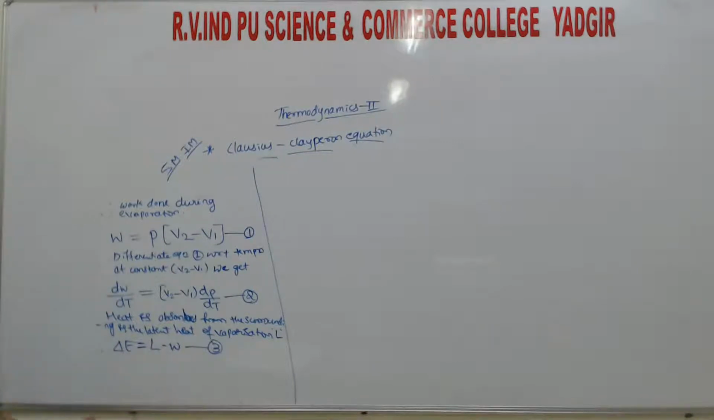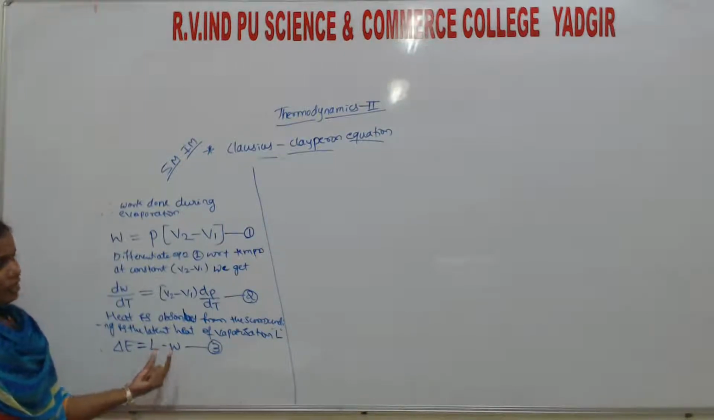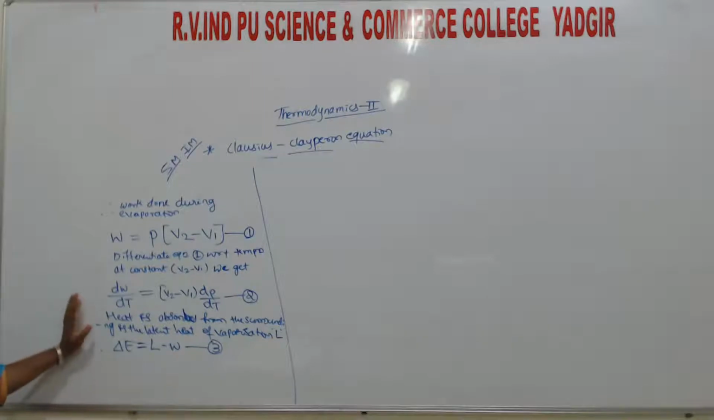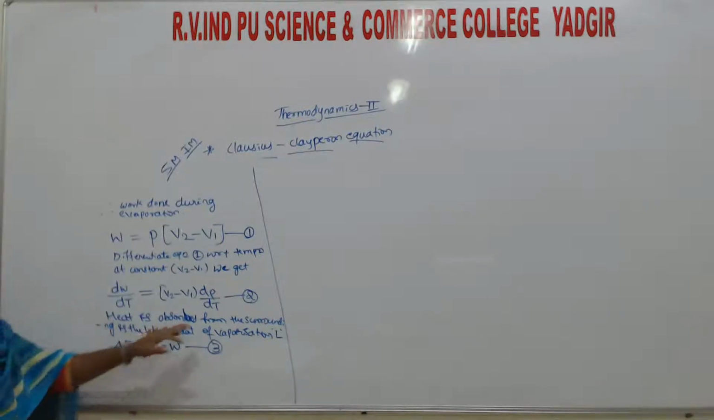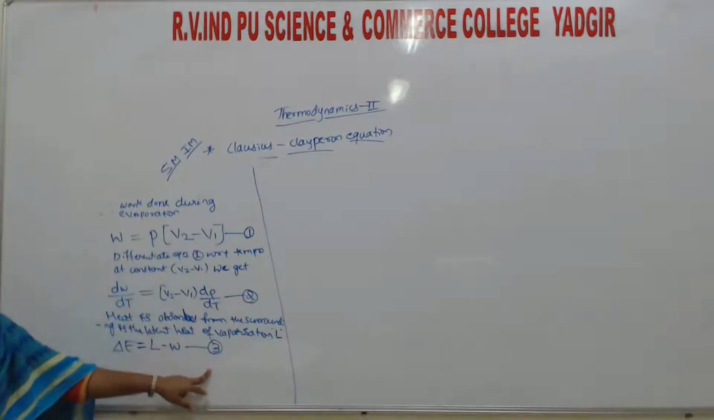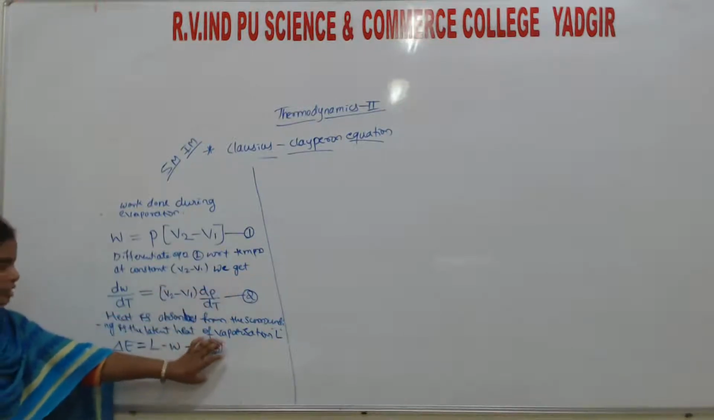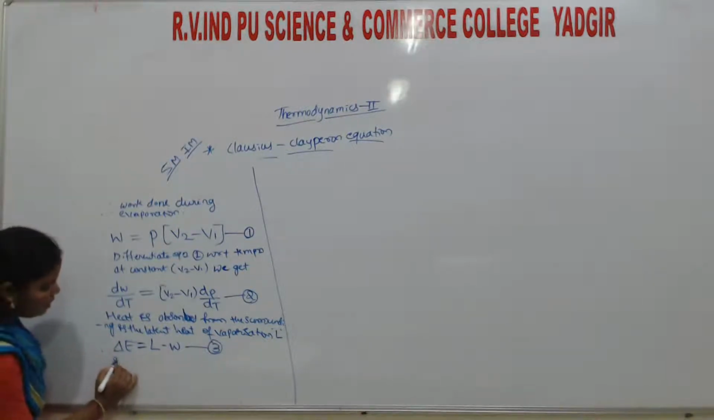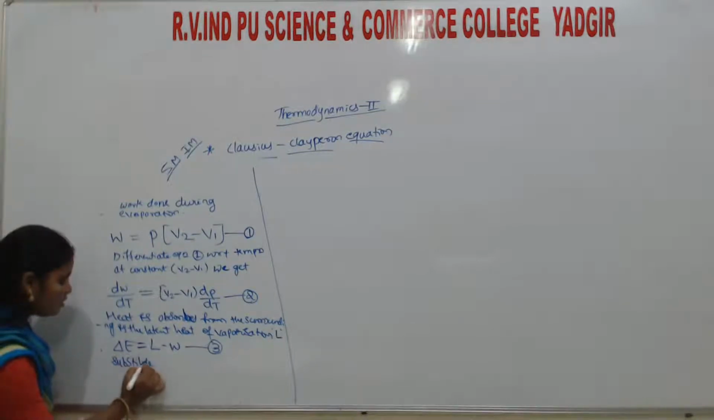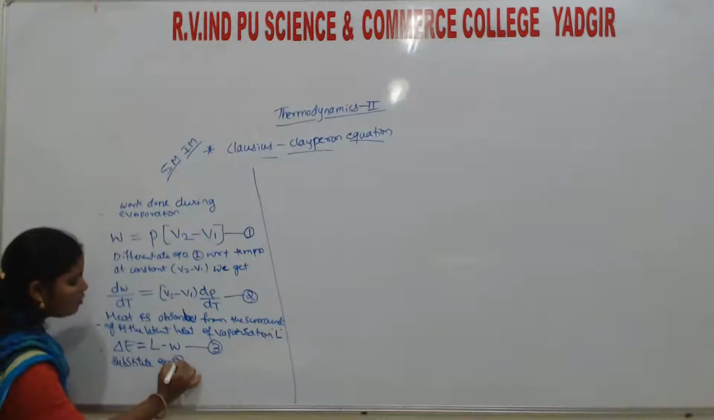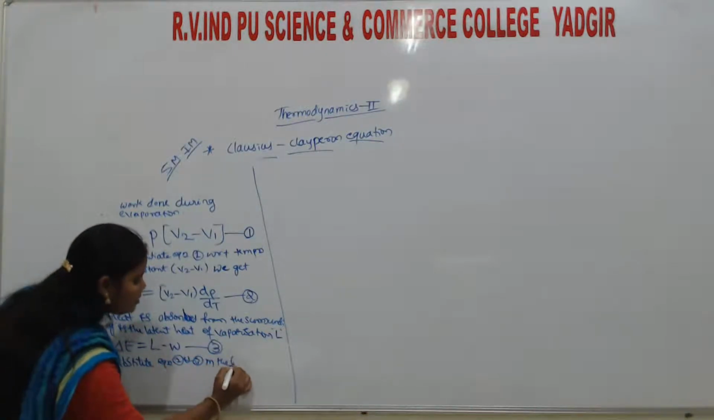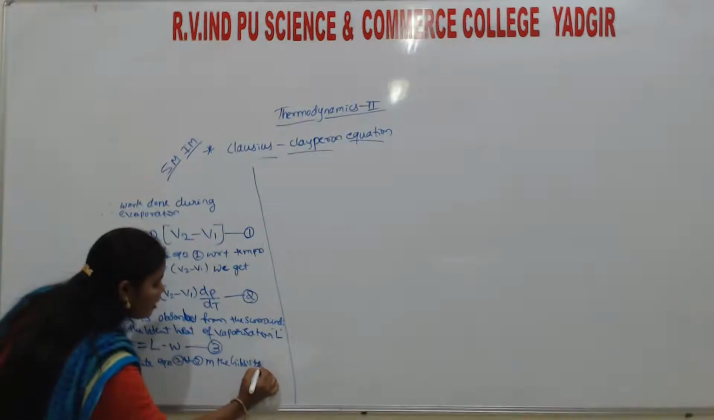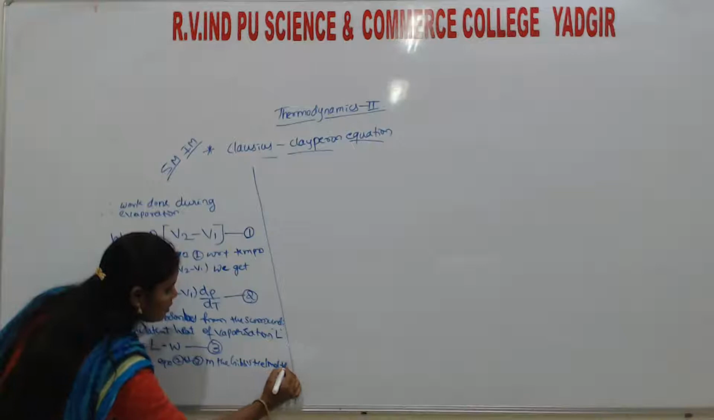Now substitute the expressions, equation number 2 and equation number 3, in the Gibbs-Helmholtz equation.